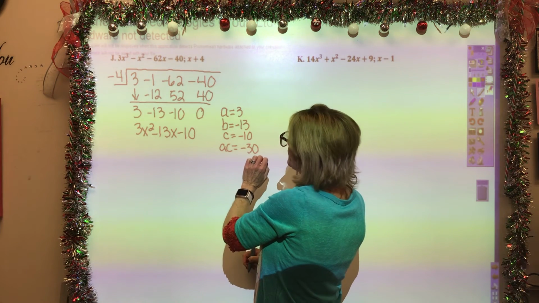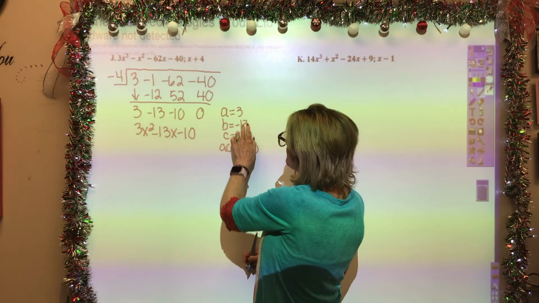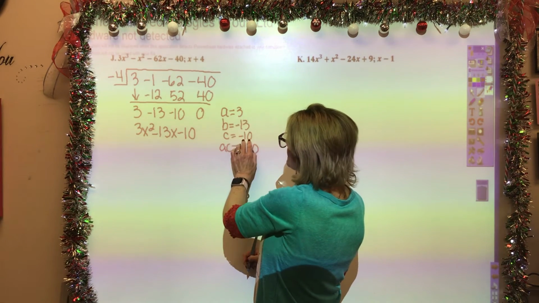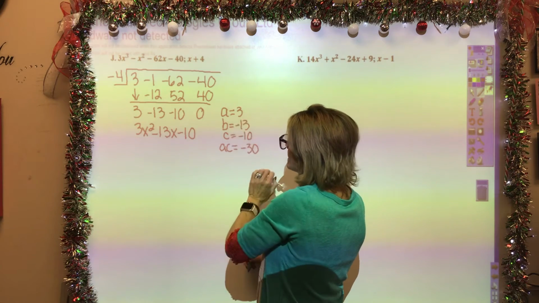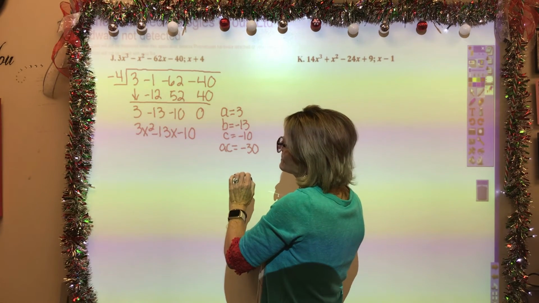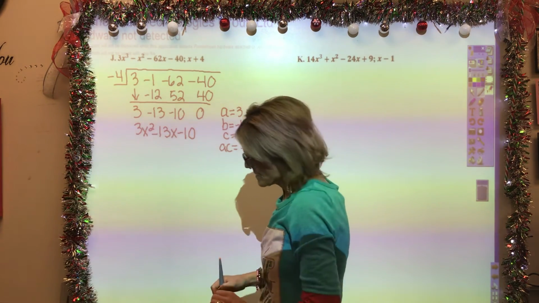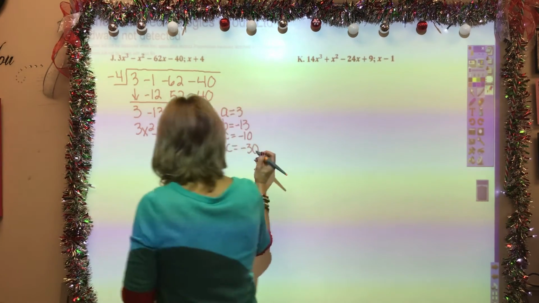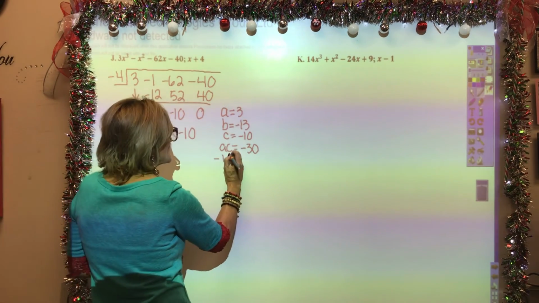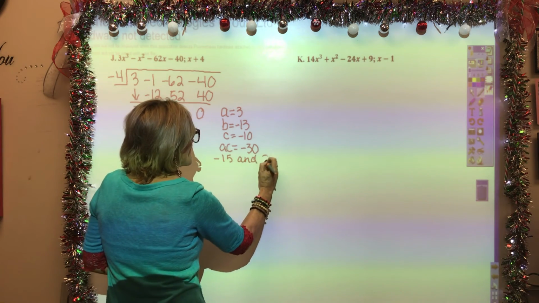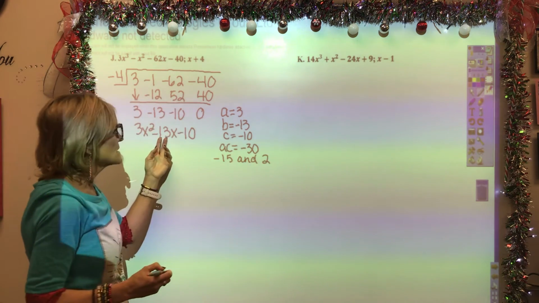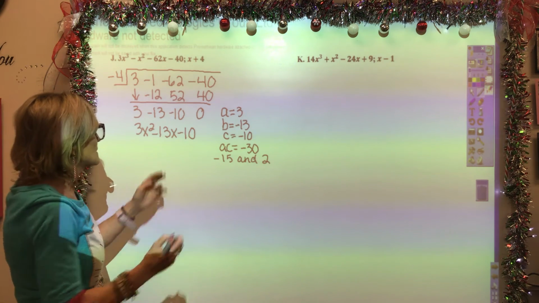No, we're not, I'm sorry, we're not going to do that. It would give us negative 30 if we multiplied, but if we added those, it would be a negative 7. It looks like we're going to use a negative 15 and a 2. That will add to negative 13 and multiply to negative 30.